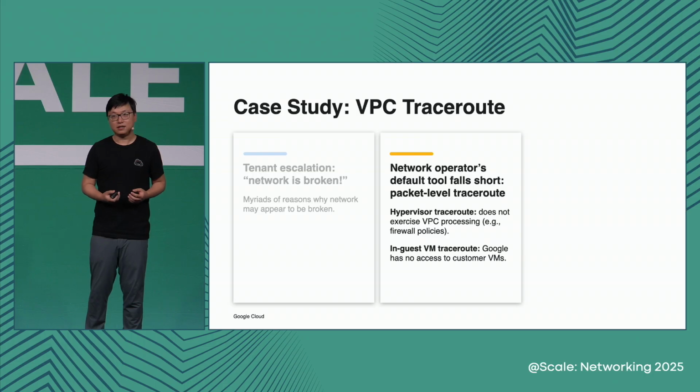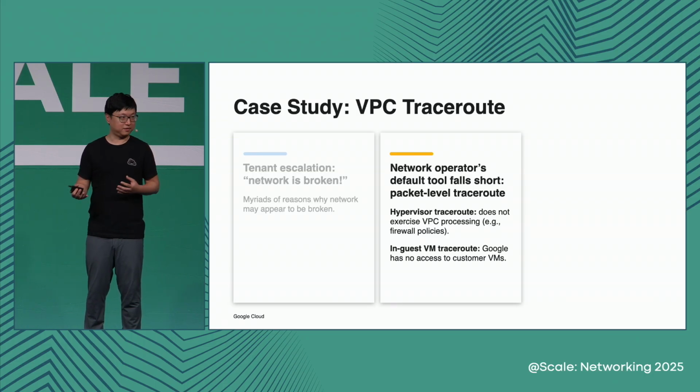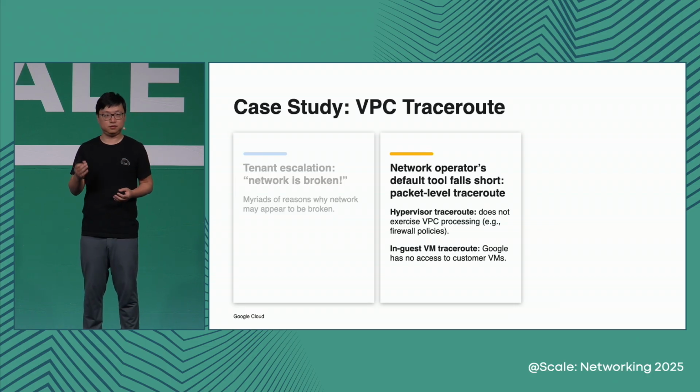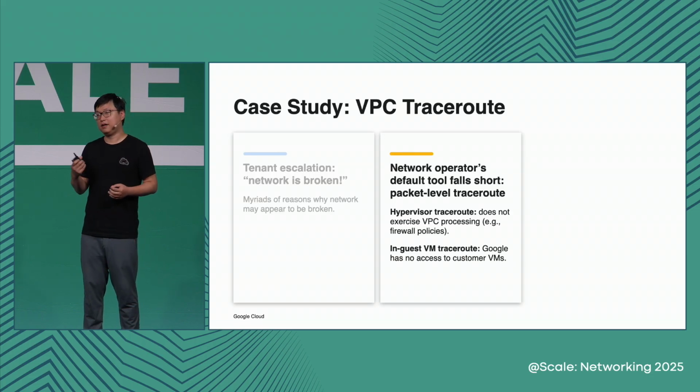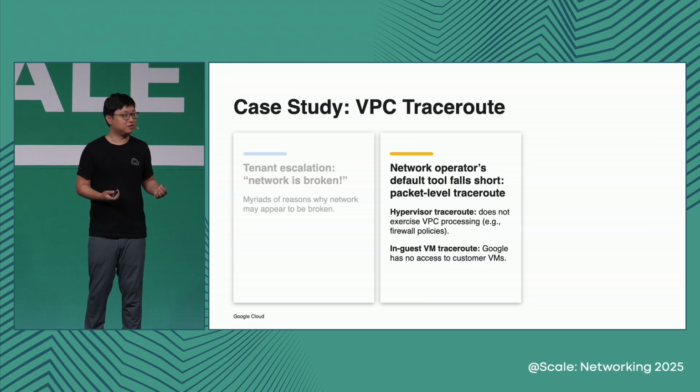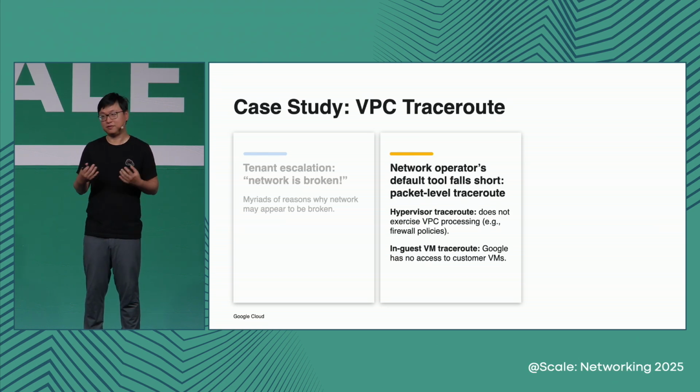The problem there is that this doesn't really cover the virtual private cloud data path. For example, if you have misconfigured firewall rules in the virtual networking, this probing doesn't discover that. On the other hand, we can also do traceroute or probing inside the VM. The problem there is Google doesn't have access to our customers' VMs, and it would be very unscalable if we had to ask our customers to run this command and share the result with us on every occasion.